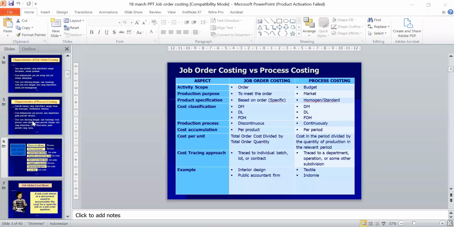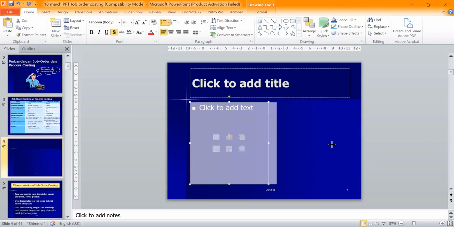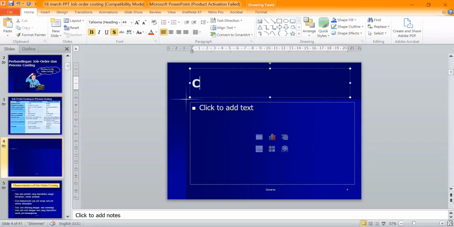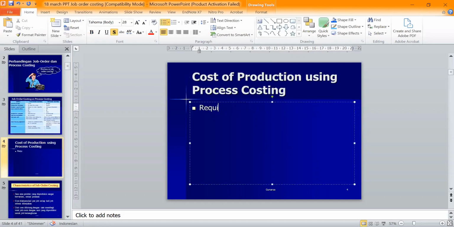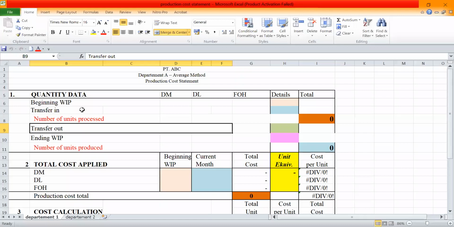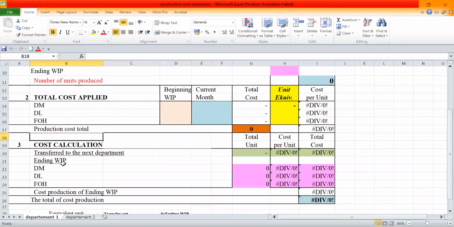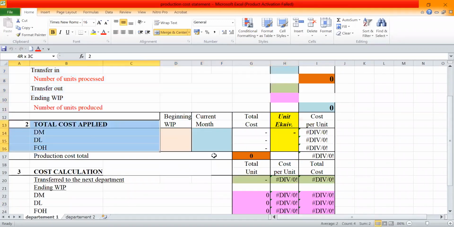So please remember that the issue in process costing about the cost of production itself is that the cost of production using process costing requires us to make a cost production statement. So this is what the production cost statement looks like. We see at a glance here that we have three main parts, right?